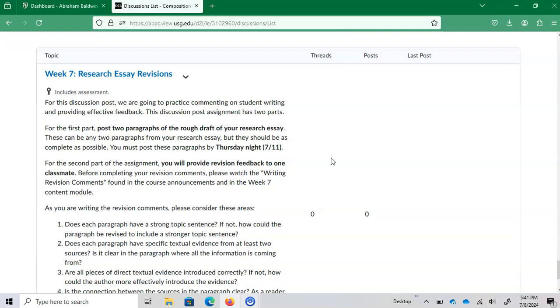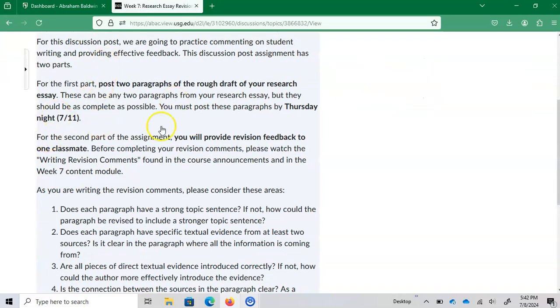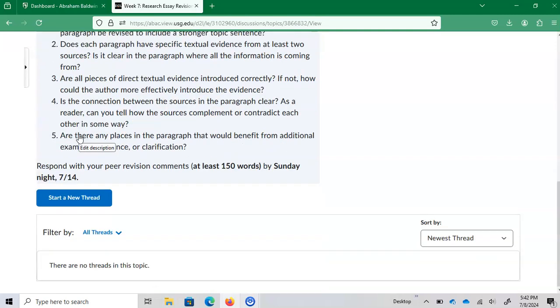So let's go over what you do in the discussion board, and then we'll go over how to write good feedback. So if we look at the full forum, we'll open it up, look at the instructions, and there are two parts. So by Thursday night, you need to pick 2 paragraphs from the rough draft of your research essay. So you should be working on it. I want you to pick 2 of your paragraphs. They should be consecutive paragraphs, as complete as possible. It can be your intro, it can be 2 of your body paragraphs, it could be your conclusion. Anything is fine, but you're going to pick 2 of your paragraphs.